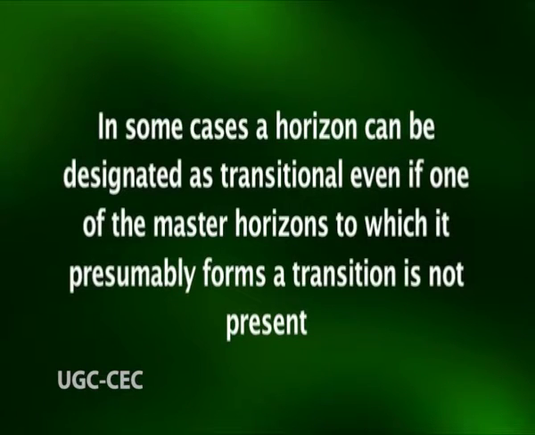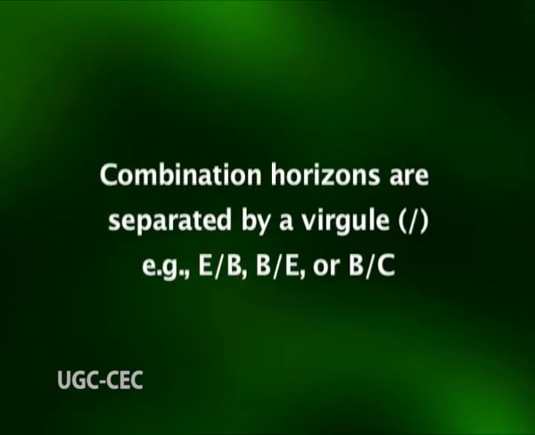In some cases, a horizon can be designated as transitional even if one of the master horizons to which it presumably forms a transition is not present. For example, a BC horizon may be recognized even if no underlying C horizon is present. Horizons with two distinct parts that have recognizable properties of the two kinds of master horizons indicated by the capital letters are the second kind of transition horizons. The two capital letters designating such combination horizons are separated by a virgule, like E/B or B/C. In addition to these, many other subordinate distinctions are recognized within master horizons to designate specific material accumulations and add necessary details to each horizon.